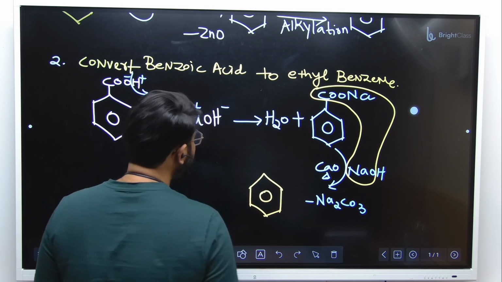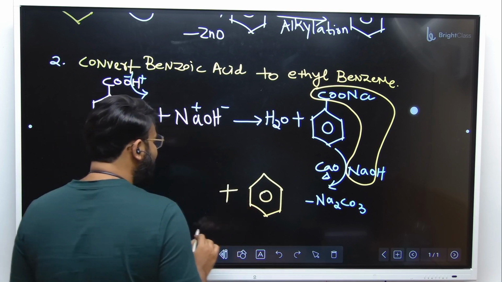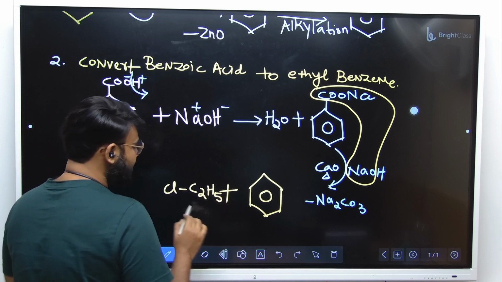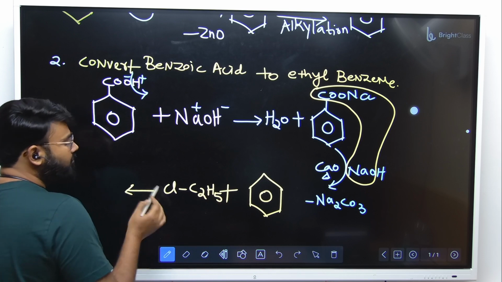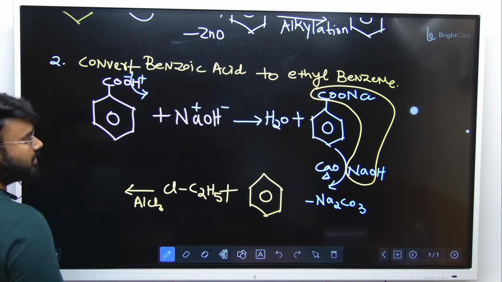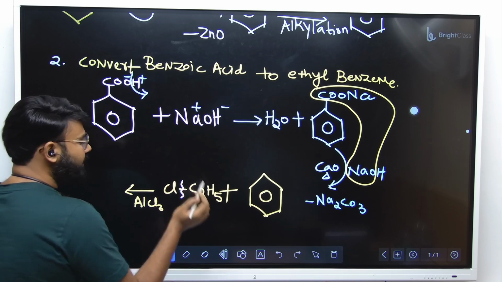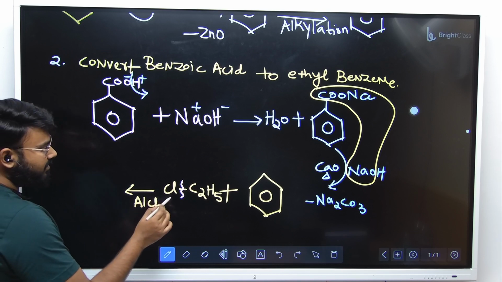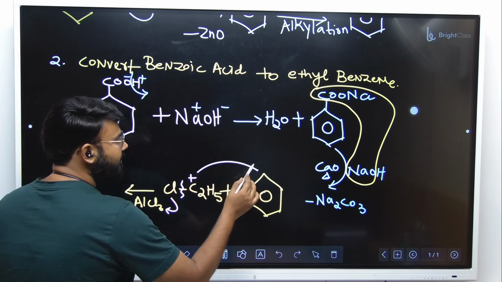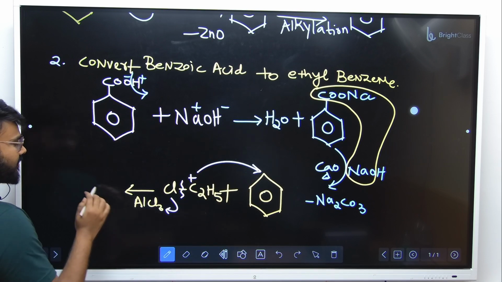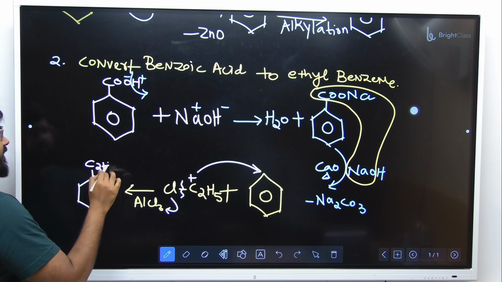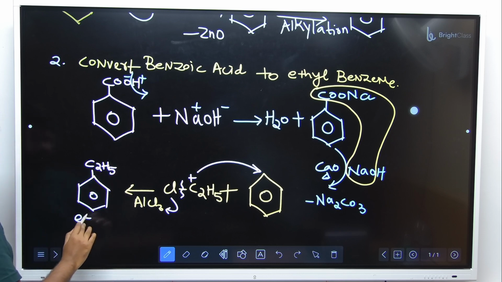Now in benzene, what will you do? Friedel-Crafts alkylation. So you will add C2H5Cl in the presence of what? Lewis acid, right? Anhydrous AlCl3, correct? So what is going to happen? This bond will break, correct? Cl will go there, so there will be an electrophile. This electrophile will attack there. As a result, what do we get? We will get C2H5 on the ring. That is your ethyl benzene.